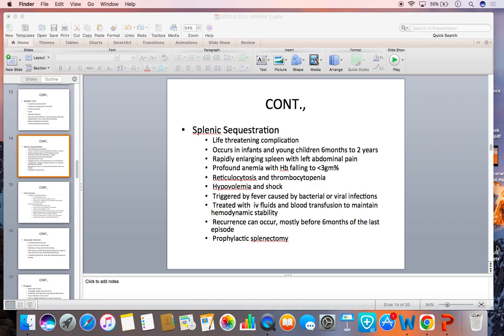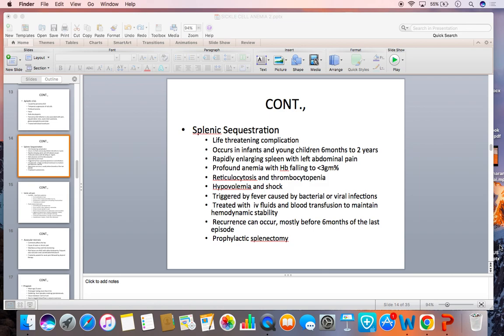There is reticulocytosis and thrombocytopenia, hypovolemia leading to shock. Etiology is not known, but it may be triggered by fever caused by bacterial or viral infections. So treat with IV fluids and blood transfusion. Remember this point. Give the blood transfusion to maintain hemodynamic stability, not to bring back the hemoglobin level to normal.